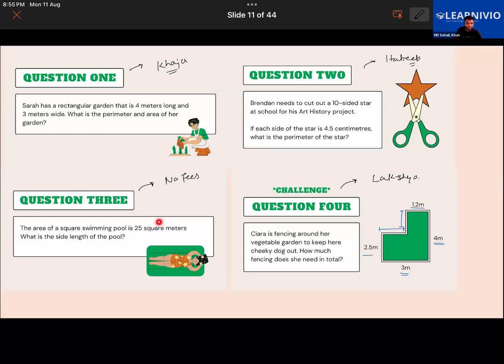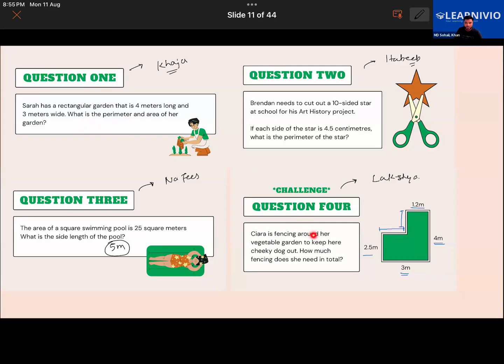This one was given to you, no? To divide 25, we have to divide 25 by 5, so that will be 5 meters. Exactly. 5 meter. Well done. Sir, my answer is 14. Yes, that's correct. Very good. 4 plus 3 is 7. 7 into 2, that is 14. Okay.